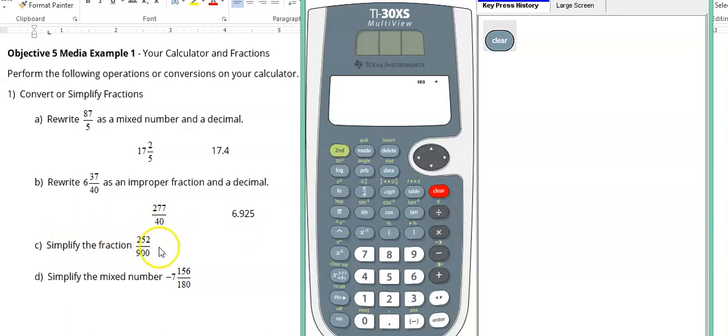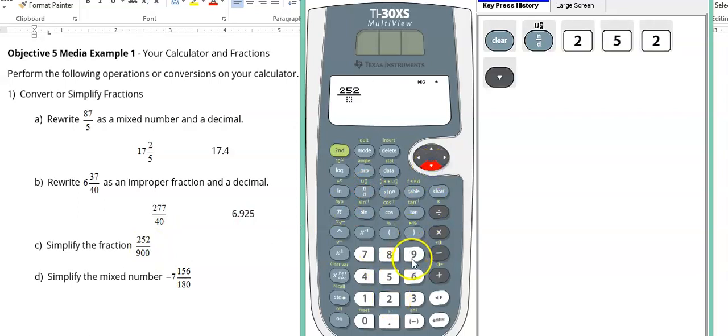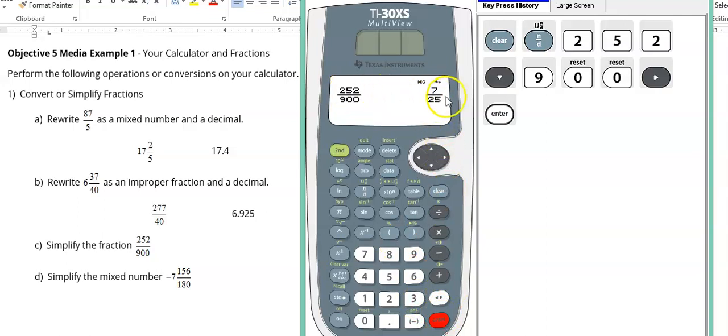We're asked to simplify the fraction 252 over 900. So I'm going to put this fraction in over 900. And the calculator will automatically simplify this. So if I hit enter, it gives me the simplified version. These are equivalent fractions, but I guess they divided by 36 on both the top and the bottom. So that way you can simplify your fractions.